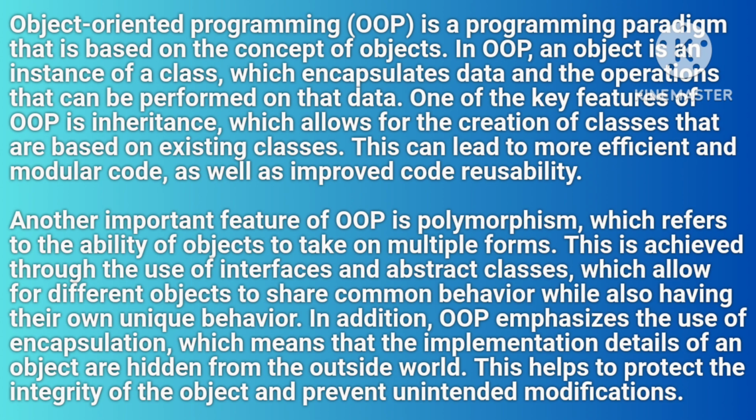This can lead to more efficient and modular code, as well as improved code reusability. Another important feature of OOP is polymorphism, which refers to the ability of objects to take on multiple forms. This is achieved through the use of interfaces and abstract classes, which allow for different objects to share common behavior while also having their own unique behavior. In addition, OOP emphasizes the use of encapsulation, which means that the implementation details of an object are hidden from the outside world. This helps to protect the integrity of the object and prevent unintended modifications.